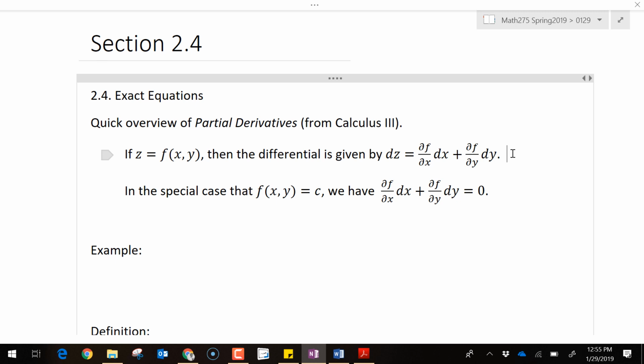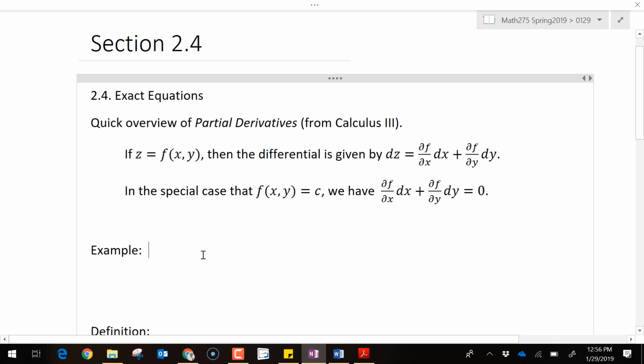So anyways, what we have here is that if f of x y is equal to a constant, then the derivative of z, the differential of z, is the derivative of the constant. And derivative of a constant, as we all know, is equal to 0. So we have the differential here is going to end up equaling 0.